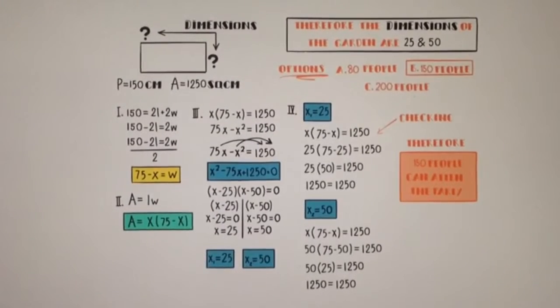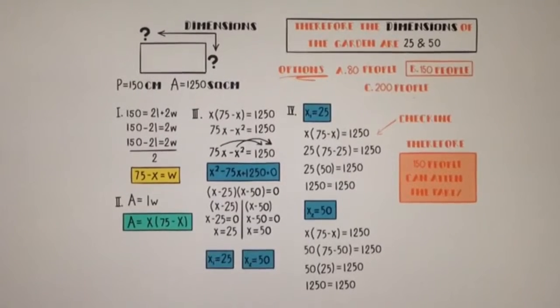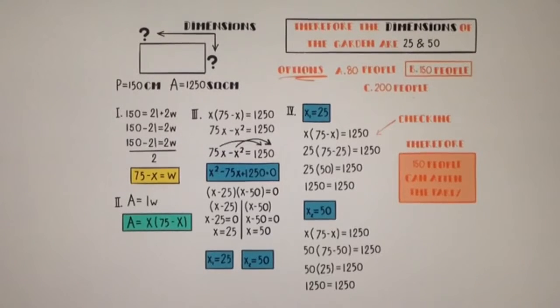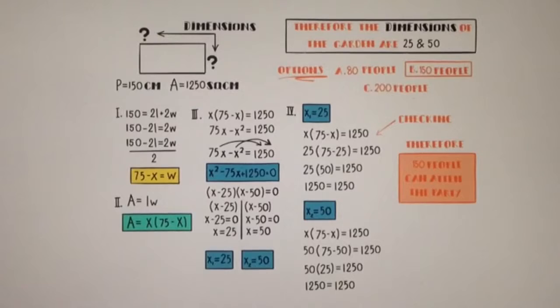Now a word problem. Let's say a girl named Mia had a birthday party. She wanted to know how many people she could accommodate in her lawn. She thought up 3 values. A was 80 people, B was 150 people, and C was 200 people.